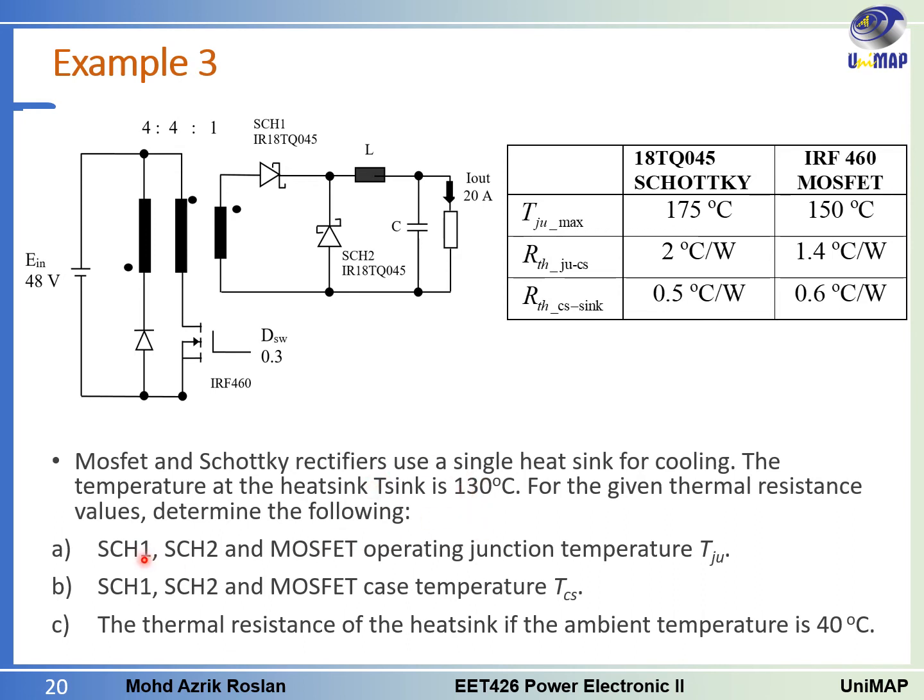So now we have to find the Schottky 1, Schottky 2 and Mosfet operating junction temperature. Then we have to find the case temperature. And finally, the thermal resistance of the heatsink if the ambient temperature is 40 degrees C. So we will look at the steps to solve all these 3 questions.